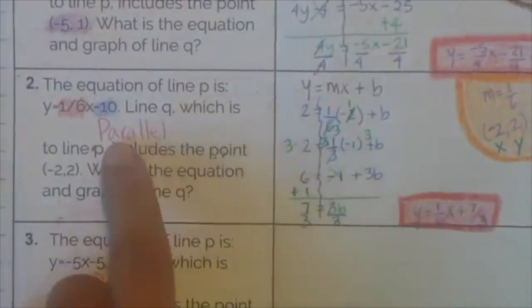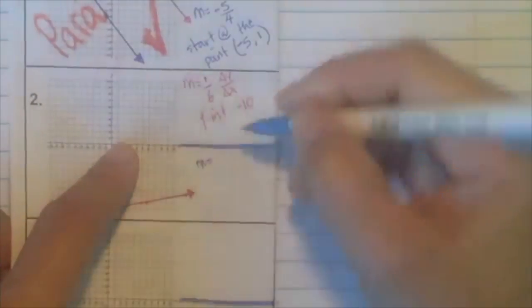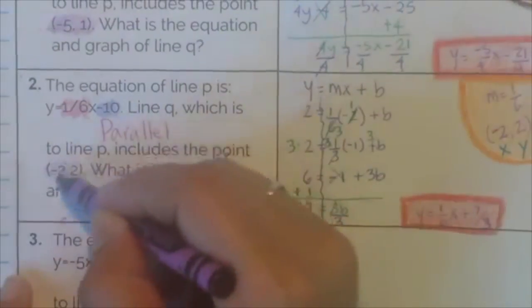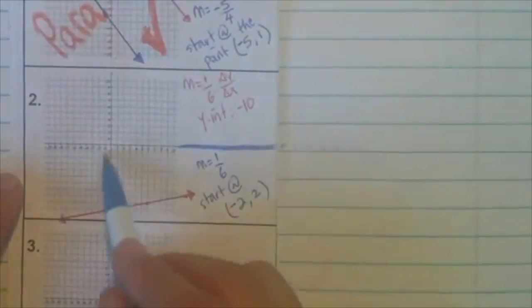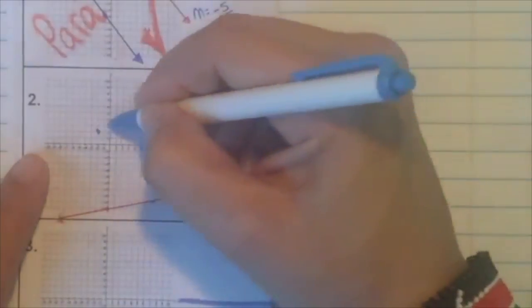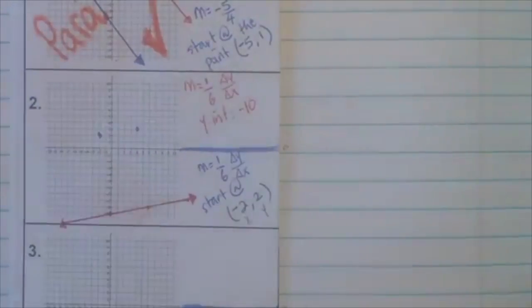Another line parallel to this with the same slope because it's parallel. So 1 over 6. And start at the point they give you, which is negative 2, 2, because the y-intercept is a fraction. So negative 2, 2. And then we're going to go up 1, right 6. Up 1, right 6. If I did this correctly, they'll never meet. Yes, I did. You see the straight lines, they're never going to meet. So these are parallel lines.